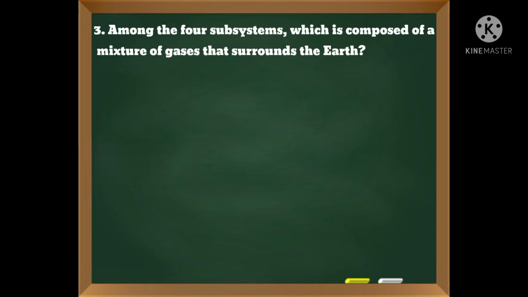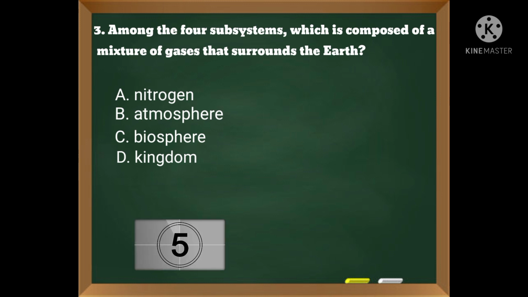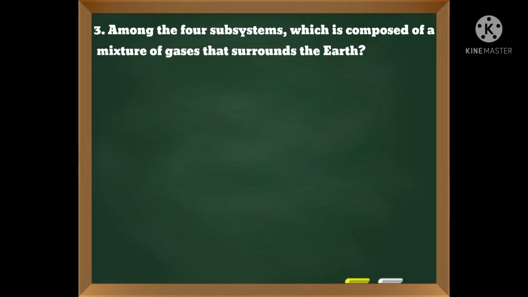Number 3. Among the 4 subsystems, which is composed of a mixture of gases that surrounds the Earth? A. Nitrogen, B. Atmosphere, C. Biosphere, or letter D. Kingdom? The answer is letter B. Atmosphere.